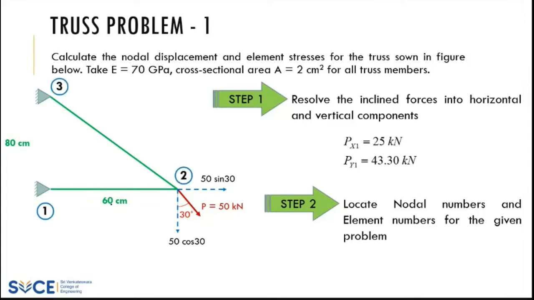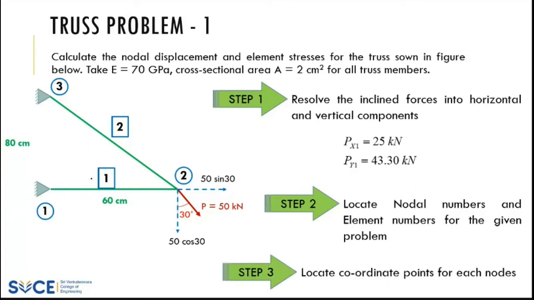Let me call this nodal point 1, nodal point 2, and nodal point 3. So how many elements are here? We have two elements. Element 1, which is connecting nodal point 1 and 2, and element 2, which is connecting nodal point 2 and 3. Right? These are my elements. So first you identify how many elements and how many nodal points there are, and write it accordingly.